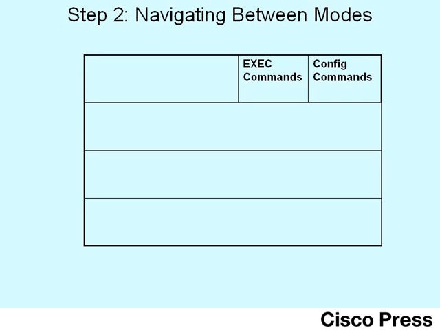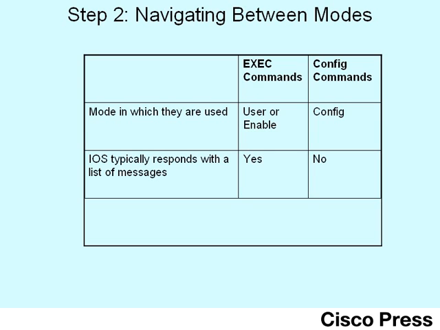Before we do that though, let's consider the types of commands you would use in each mode. There's 2 main styles of commands. One's called exec commands and one's called configuration commands. As you see here in the table, they've got some differences. First of all, exec commands are only used in user or enable mode, whereas configuration commands are only used in config mode. The main difference is the following. When you type an exec command, you expect IOS to give you some messages back. Typically these commands display information about what the router's doing. Whereas with config commands, you don't get any messages in return.